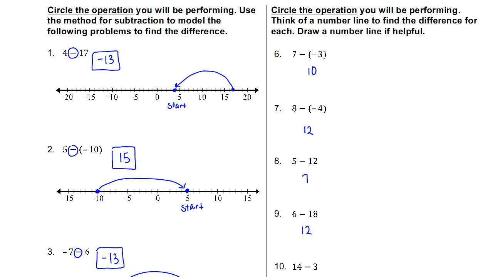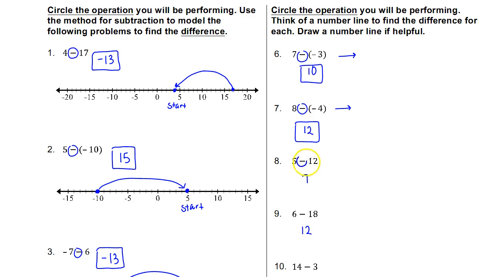So I have written the distance between the two numbers on the number line. So for example, number 6, 7 and negative 3 would be 10 apart. And to get from negative 3 back to 7, I would have to go right, and so that would make this difference positive 10. For number 7, 8 and negative 4 are 12 apart on a number line. To get from negative 4 back to 8, I would have to go right, and so again this would be a positive 12 for the difference.